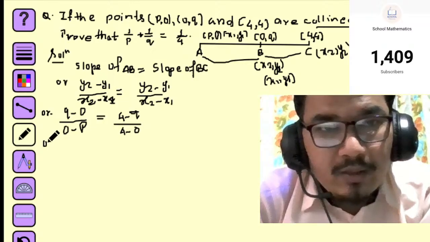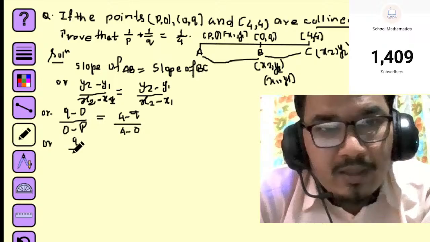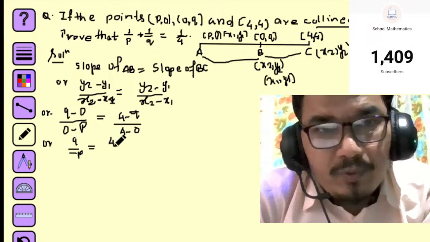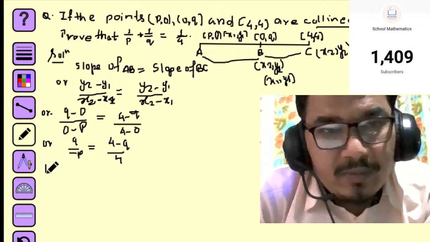Then, look here, this will be Q by minus P equals 4 minus Q, and down there is 4, right. Now let's do cross multiplication.